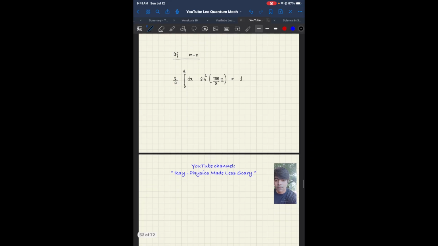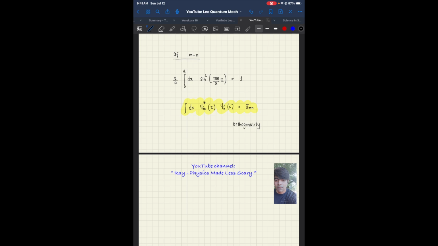In maths, this is really written in a succinct way. This tells you the integral of psi m star of x, psi n of x, dx equals delta mn. In physics, this is called the orthogonality relation.